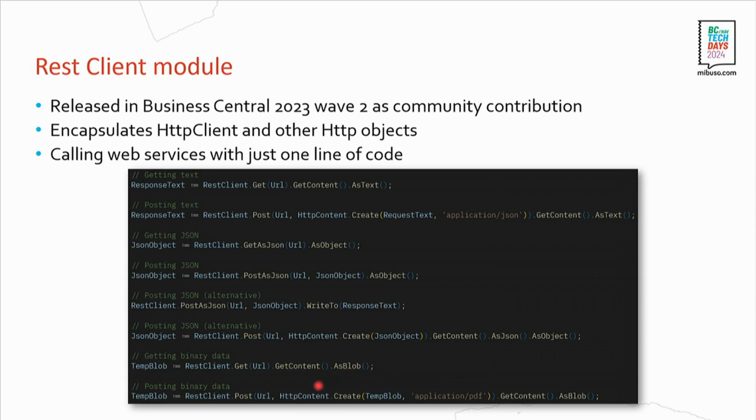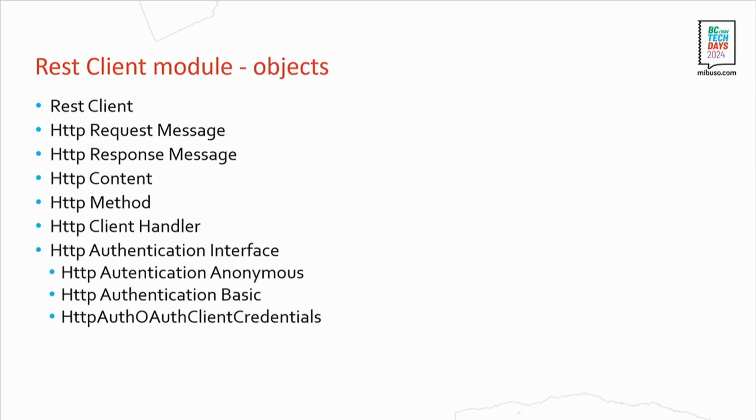We can also have binary data. We can get content as blob and it returns a temp blob codeunit. Or the other way around. Post it as a temp blob and then say, hey, there's a PDF that I want to post there. So it makes life a lot easier.